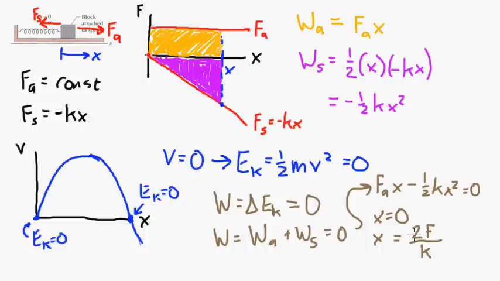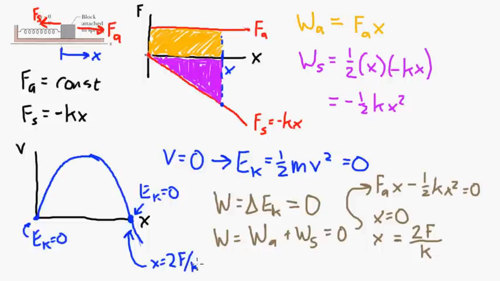So we got two positions where kinetic energy is 0. One is at the beginning, where x equals 0. That one's sort of the obvious, redundant one. The second one is at this point, x equals 2F over k. So this point right there is where it stops. x equals 2F over k.